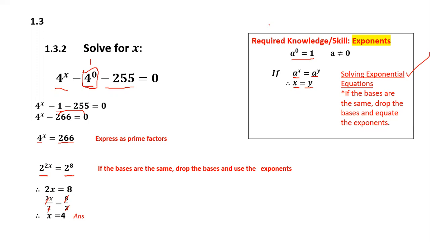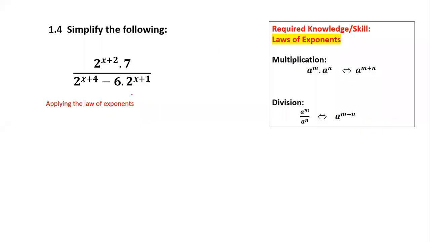The next question. Question 1.4 says, simplify the following. 2 to the power x plus 2 times 7 divided by 2 to the power x plus 4 minus 6 times 2 to the power x plus 1.